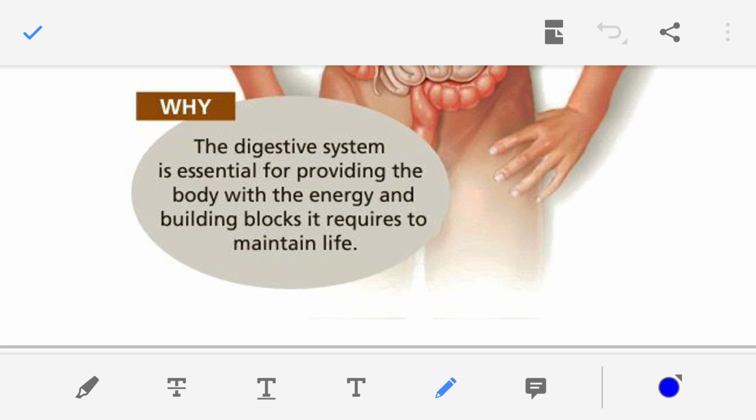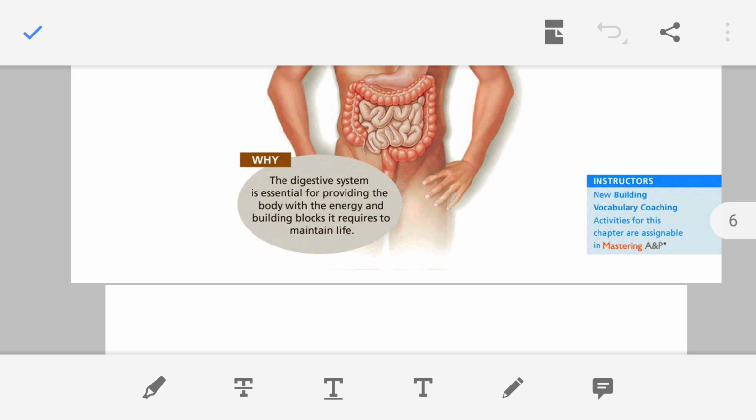So why is the digestive system important, why is it essential in our body? The digestive system provides the energy, and it also provides the building blocks which are required for the maintenance of our life. Okay, moving forward.